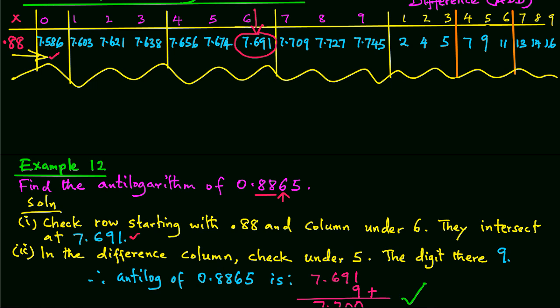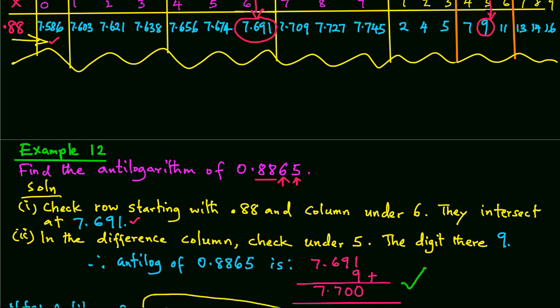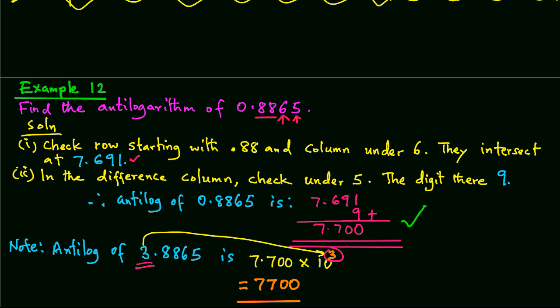In the difference column, we check under 5, and this one is here. So the digit there is 9. Therefore, the antilog of 0.8865 is 7.691 plus 9. That is the difference. And that would give us 7.700.